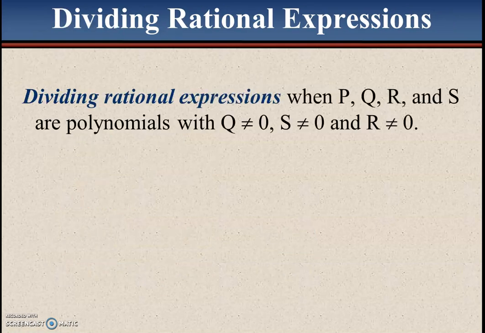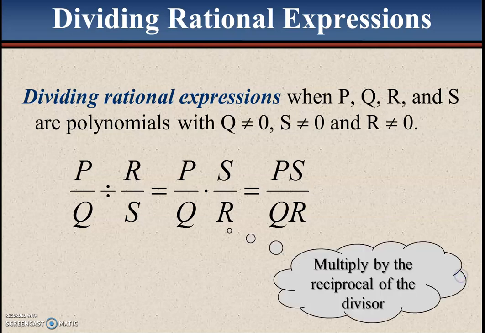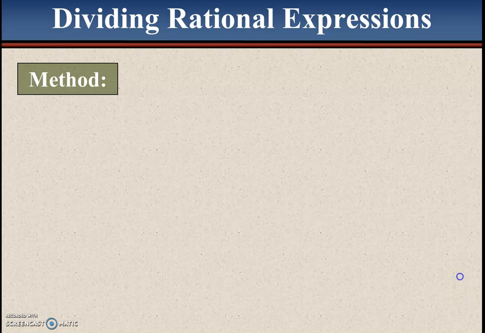Dividing, and here's the setup again. P, Q, R, and S are all polynomials, and you can take the second fraction, R over S, and multiply it as the reciprocal, right? You flip and multiply, and then put the pieces together. But like I said, we're probably not even going to put those pieces together because we're going to cancel them away if we can. So let's check this out.